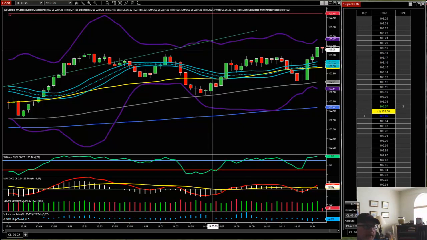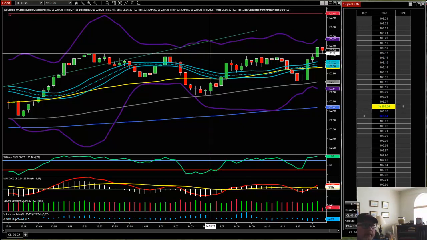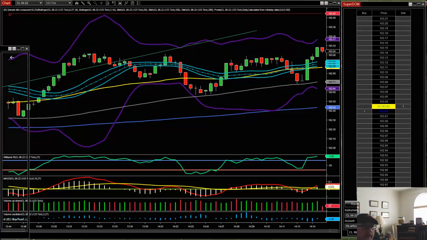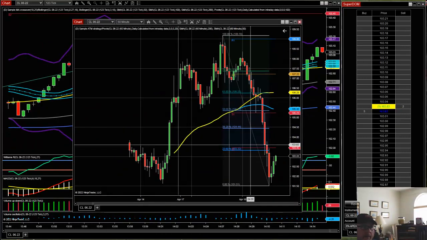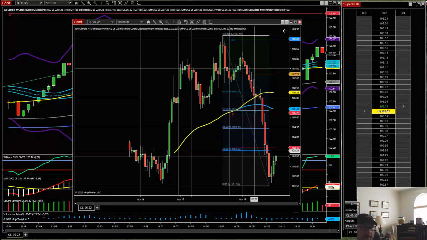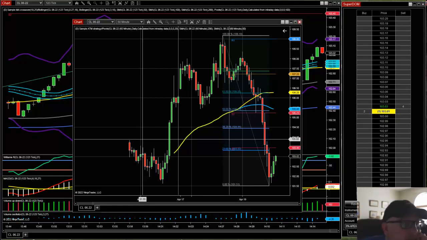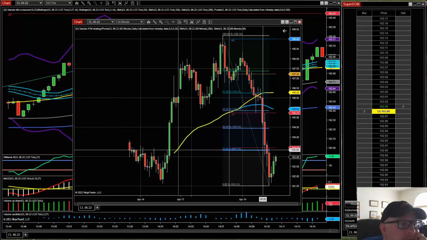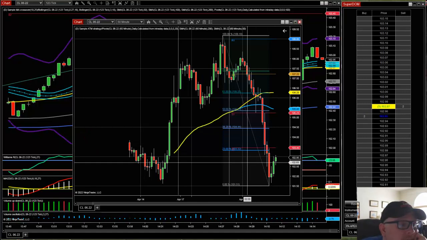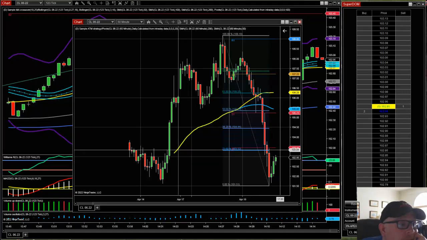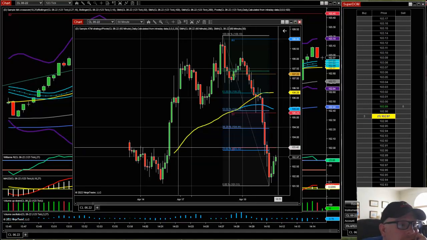What was this high over here? 103.02, and we blew through that. So some Fibonacci numbers to be aware of, right? Come back up here to the S2 line. That might be a tradable event. And to close, running up to 103.45.